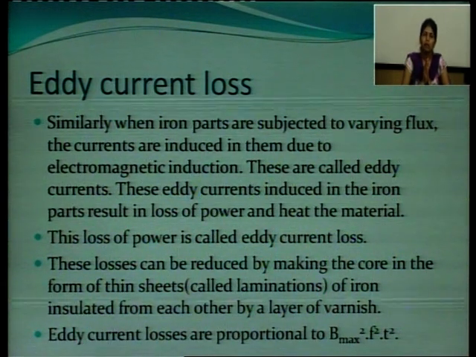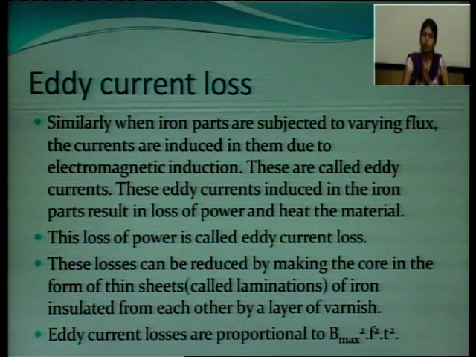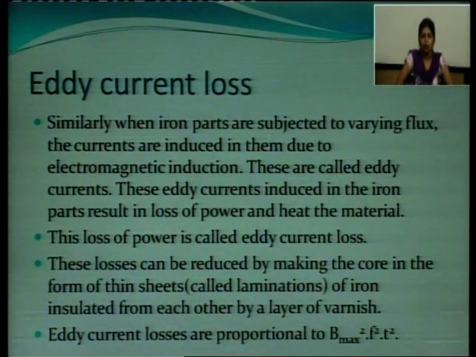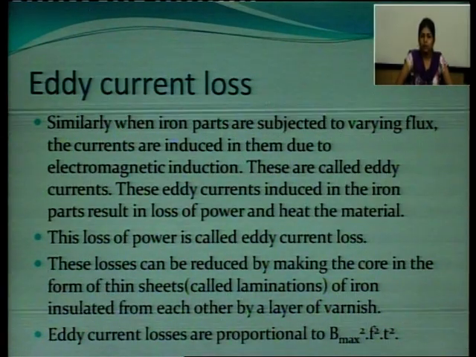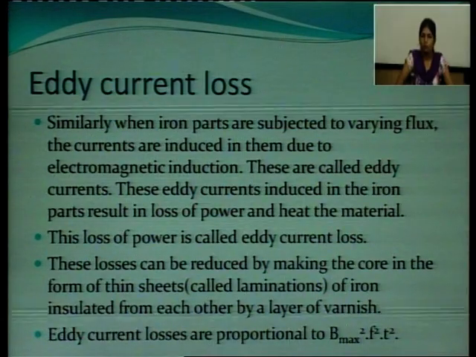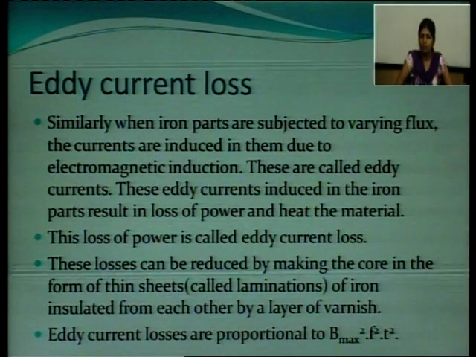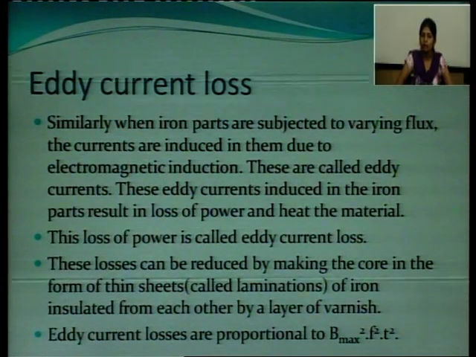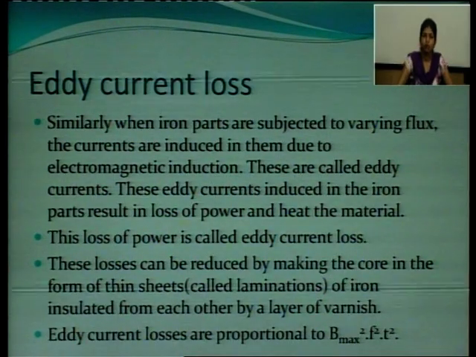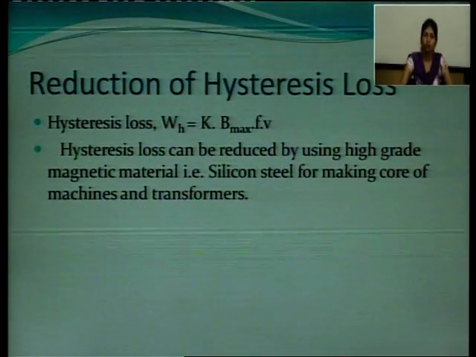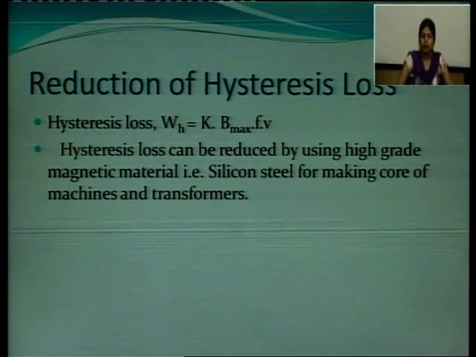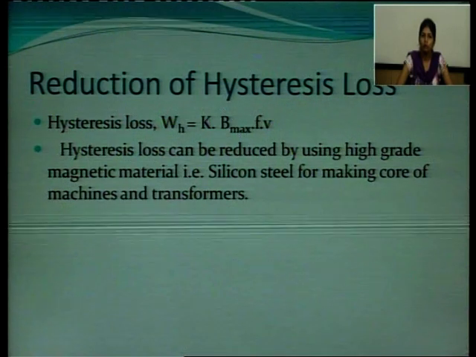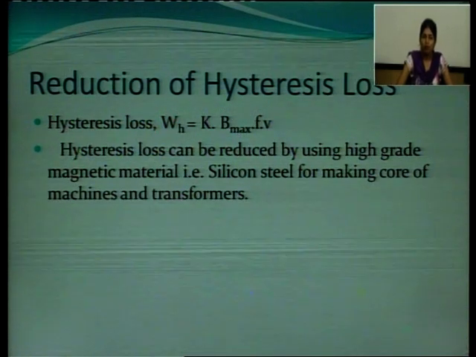So the eddy current loss can be reduced by using the laminations. The eddy current losses are proportional to B maximum square, F square, T square, where B is the flux density, F is the frequency and T is the thickness of the thin sheet lamination. The next is how we reduce the hysteresis loss.